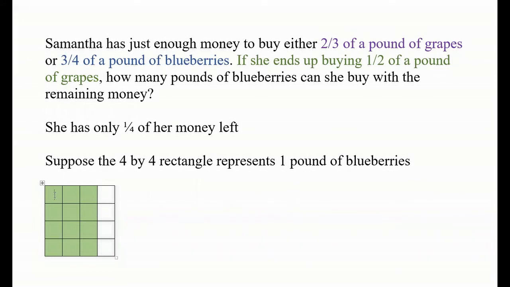Now the question is, her money would allow her to buy how much blueberries? So if the original rectangle that represents a pound of blueberries has 16 little squares, she can only buy 3 of those, so the answer has to be 3/16. She has enough money to buy 3/16 of a pound of blueberries. That's my answer.